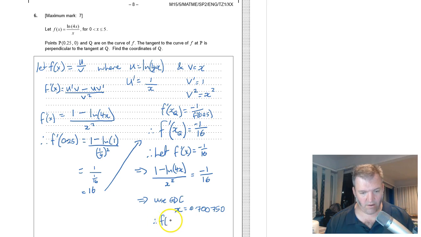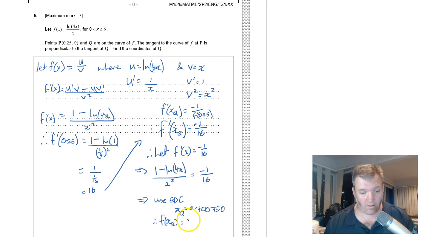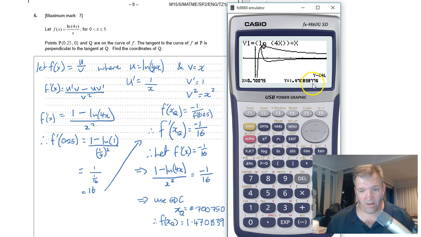So we can communicate that nicely. F of xq, rather than running out that whole decimal, equals 1.47083. I think that was going to be a 9. Oh, that's 6 significant figures, that's fine. Doesn't matter if we go even further. Yes, it would have been a 9.